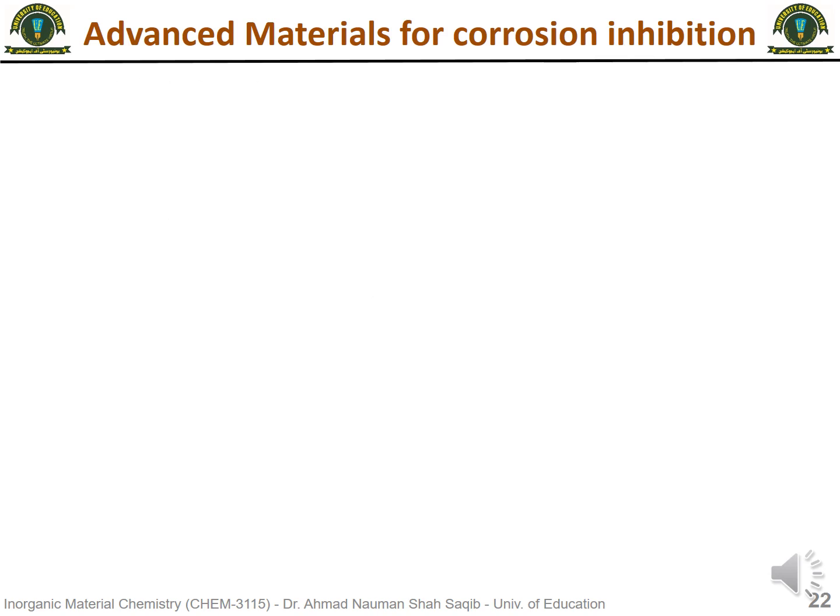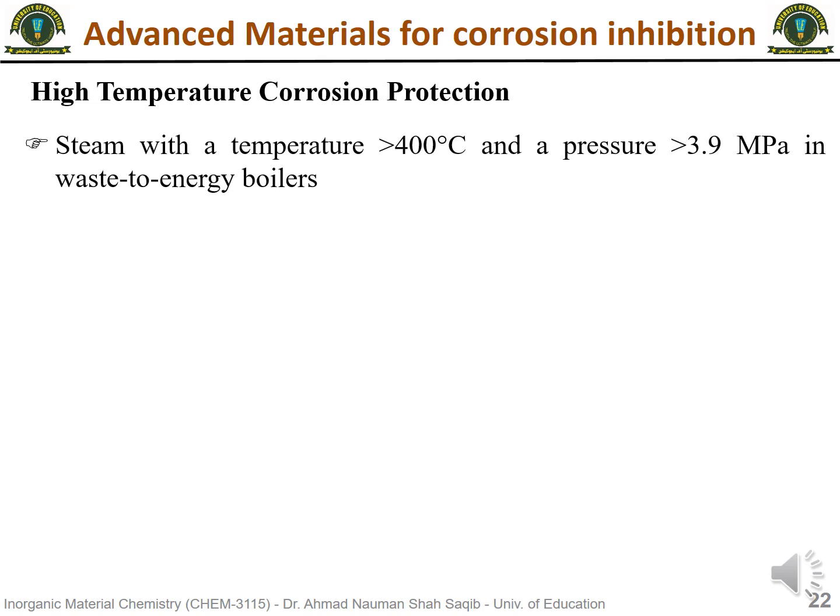And there is another very important field where we need corrosion resistant materials, and that is energy related, where energy is produced from waste. Normally these environments have very high temperature, so we need such materials which are corrosion resistant at very high temperature, because these processes involve steam, and that steam has a temperature above 400 degrees Celsius, and the pressure is more than 3.9 megapascal.